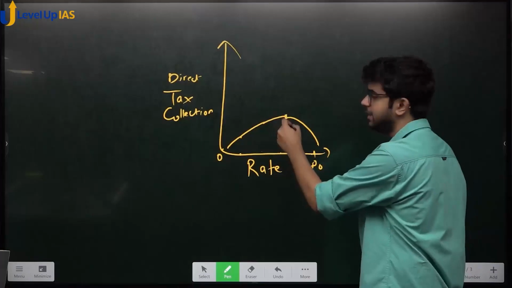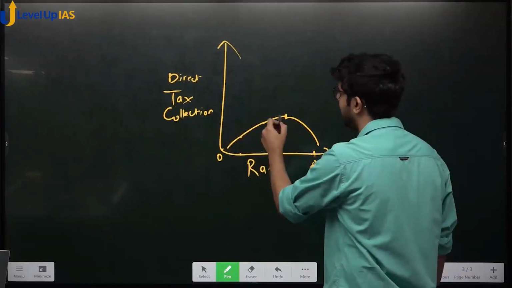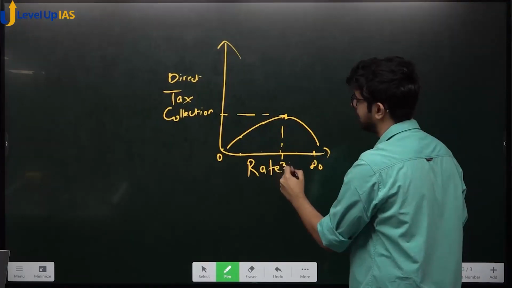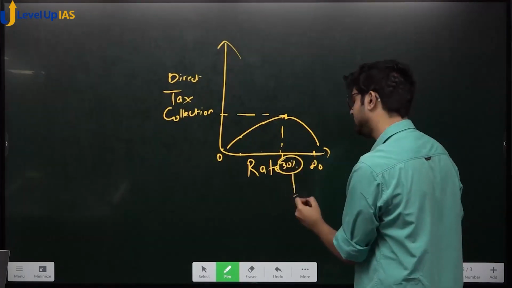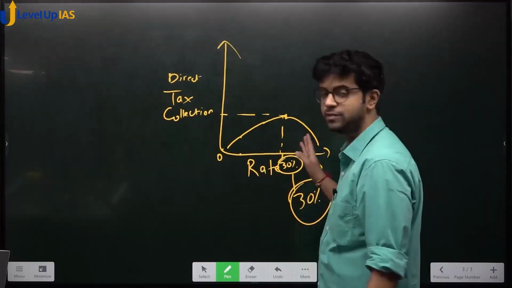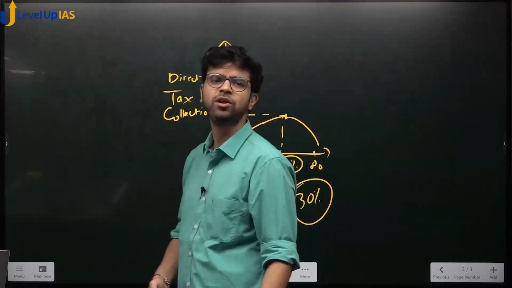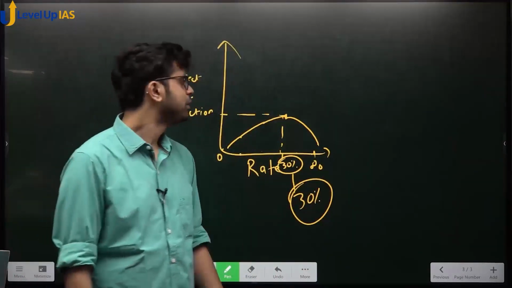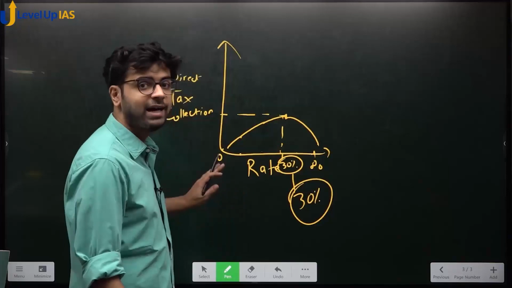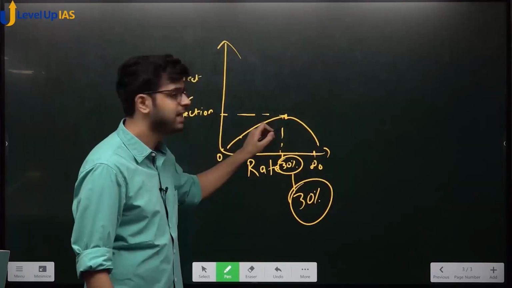This is the ideal tax rate, because here the tax collections are the highest. Yes or no? So which rate is this? You see that, sir, this is the 30% tax rate. So hence you keep the tax rate at 30%. This is what is used by economists. Okay? This is the sweet spot tax rate, and it keeps on changing depending on the income level of the people.